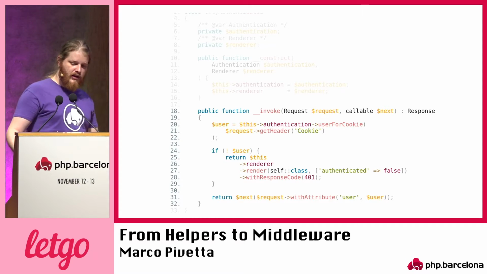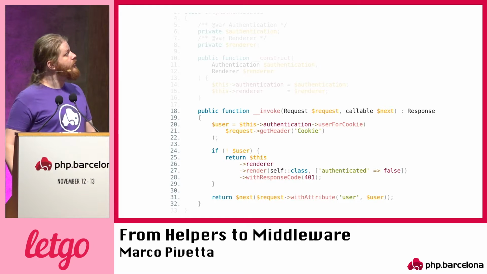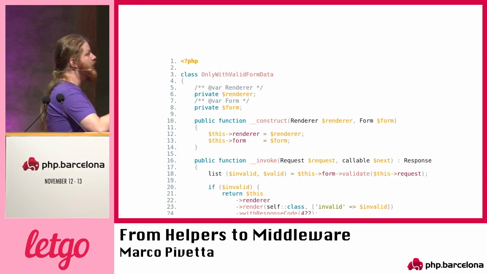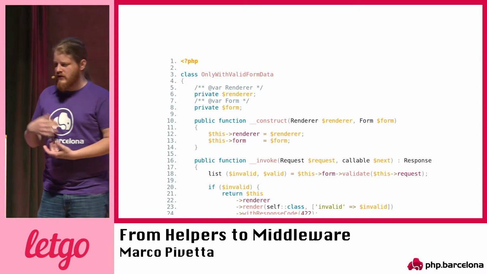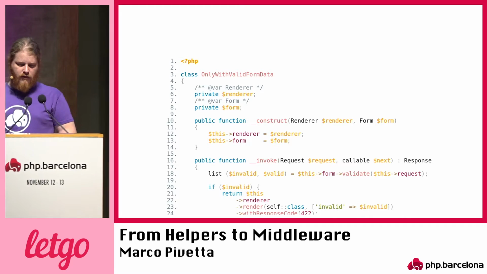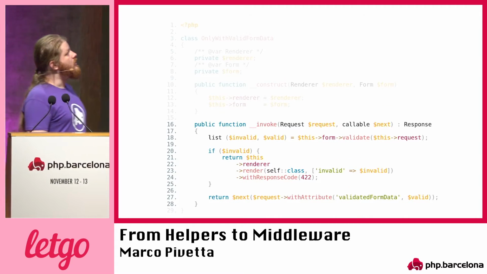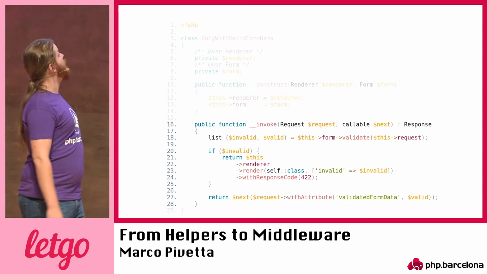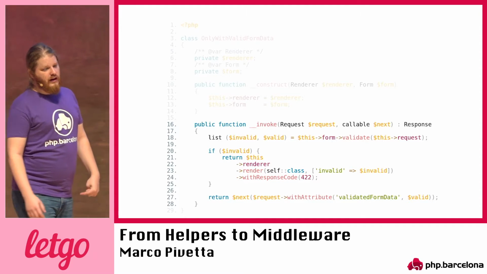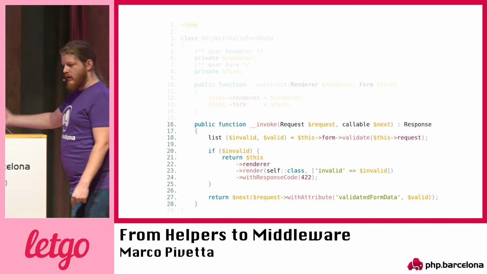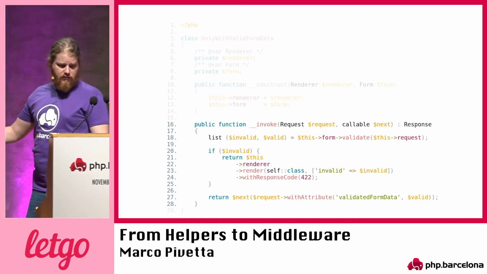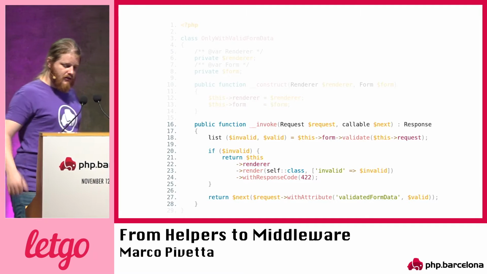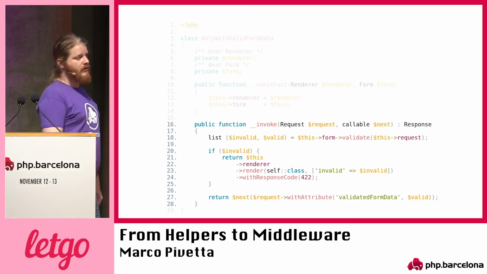So one is a 403, the other is a 401, and if you have your user, you're going to the next layer. And then you're going to add another layer that says form validation. So this is only if you have valid form data. So you're going to perform validation over the request, and you're going to get invalid and valid. If the request is invalid, then you're going to render an error message, a 422, unprocessable entity in this case. And otherwise, you're going to execute the next action with the valid form data.